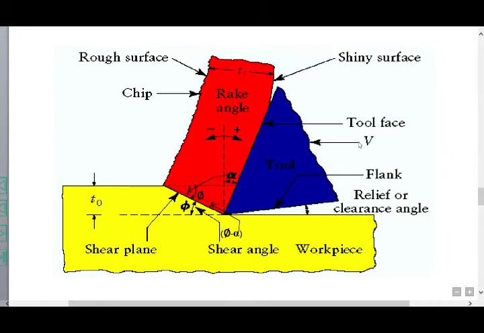Here chip thickness ratio R is equal to T1 divided by T2. That means TC is also called T2 and T0 is also called T1. So the chip thickness ratio is T0 divided by TC. Here also some angles are there: phi is the shear angle and alpha is the rake angle.